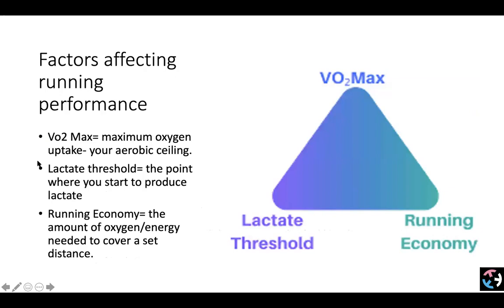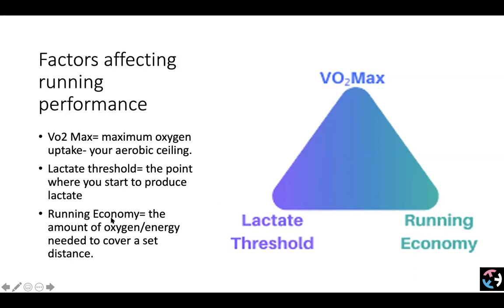So yeah, I think it's important to discuss the three physiological factors to run performance. So one of those is VO2 max. A lot of you have heard of that, and that's the maximum oxygen uptake that your body can take, so your aerobic ceiling. So how hard can you go aerobically? There's lactate threshold, so that would be LT2, your anaerobic threshold, and that's the point where you start to produce, or exponentially produce, lactate.